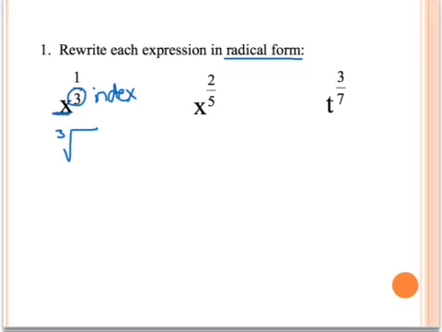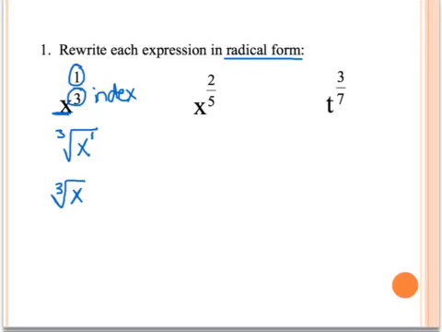Your base is your radicand. And the numerator becomes whatever I raise my radicand to. So this is the cube root of x to the first. Now we don't really need to write x to the first. You can just rewrite it as the cube root of x. Okay, next one for problem number 1.